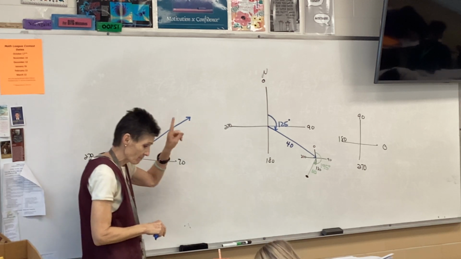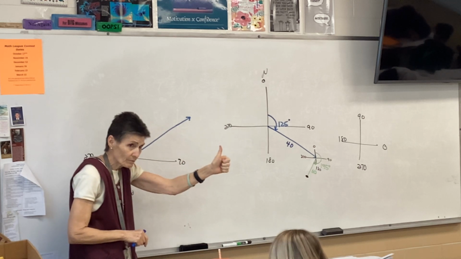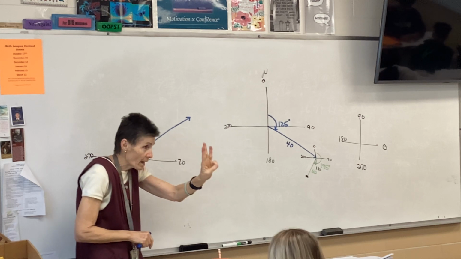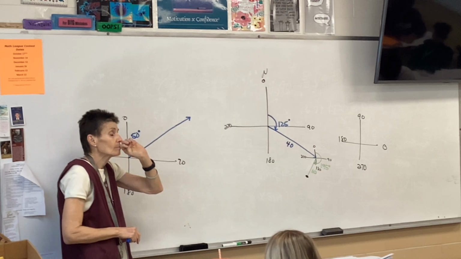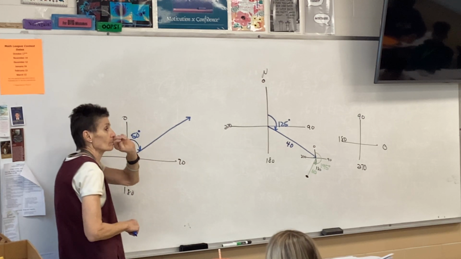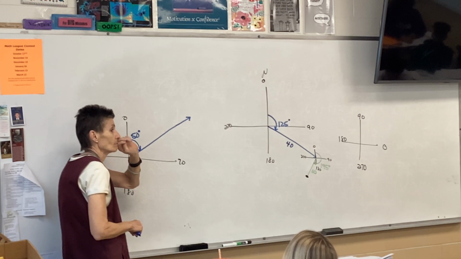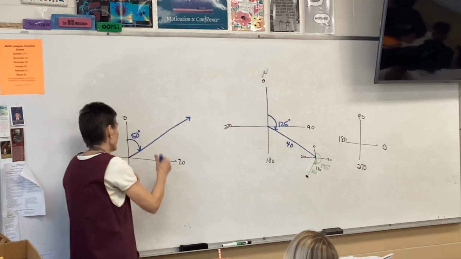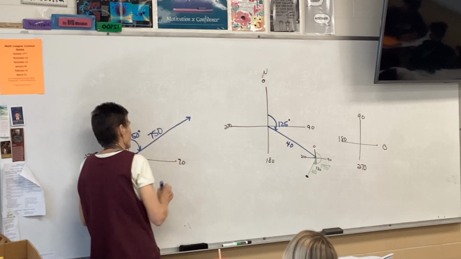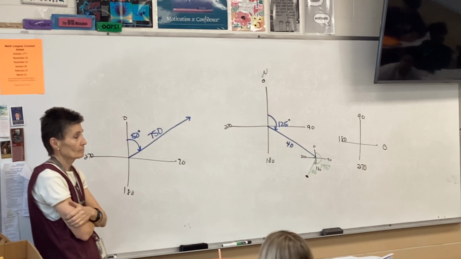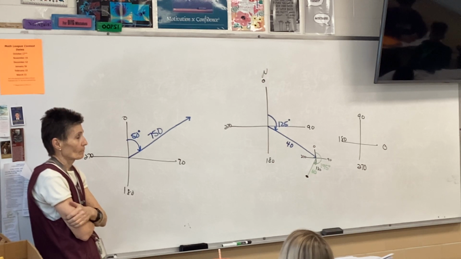How long is that vector? 250 miles an hour for 3 hours. 750 miles. Oh, you multiply it. Right?